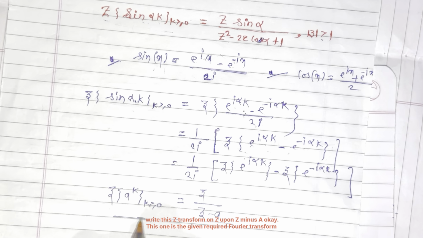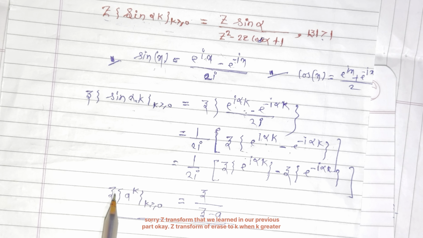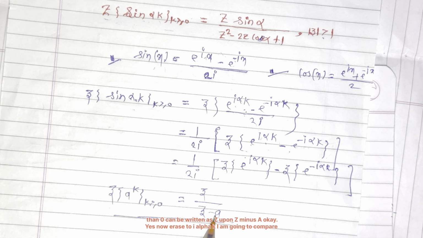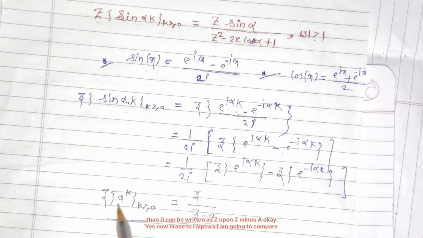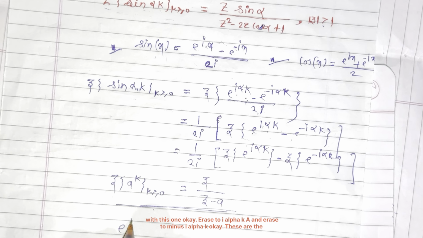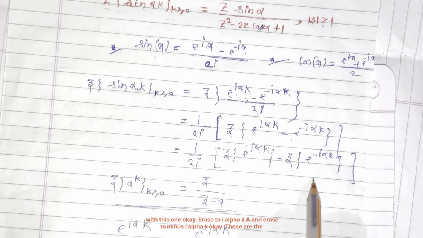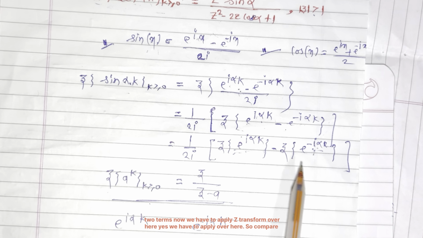This is the required Z transform that we learned in our previous part. Z transform of a raised to k when k is greater than 0 can be written as Z upon Z minus a. Now e raised to i alpha k, I'm going to compare with this one. e raised to i alpha k and e raised to minus i alpha k, these are the two terms. We have to apply the Z transform over here.